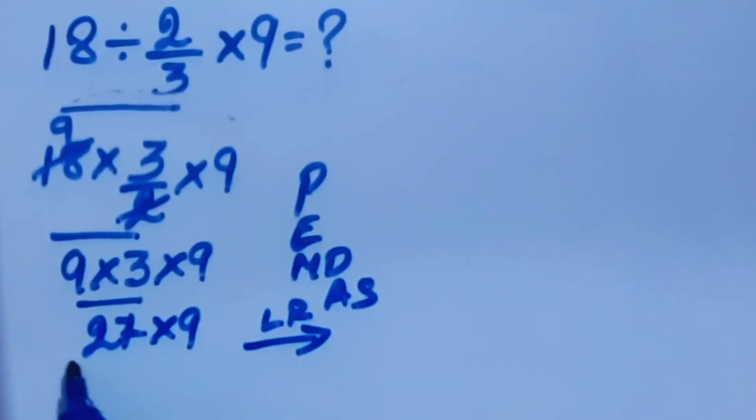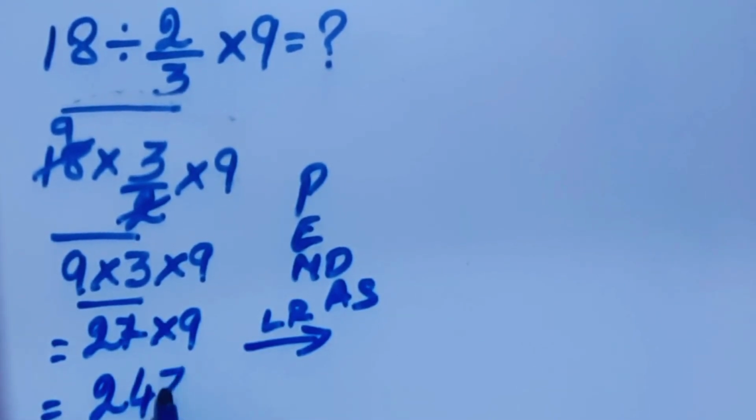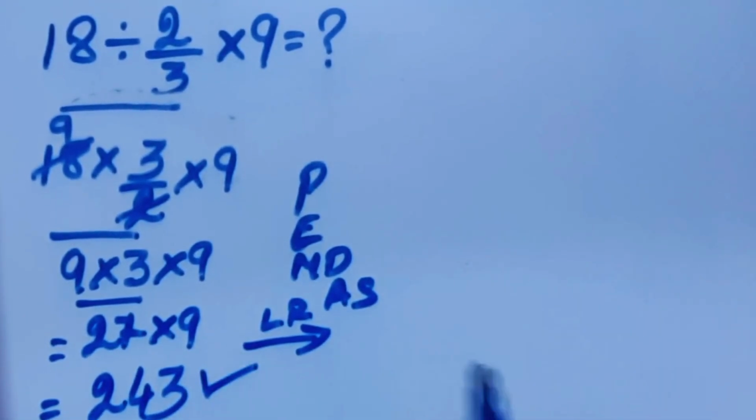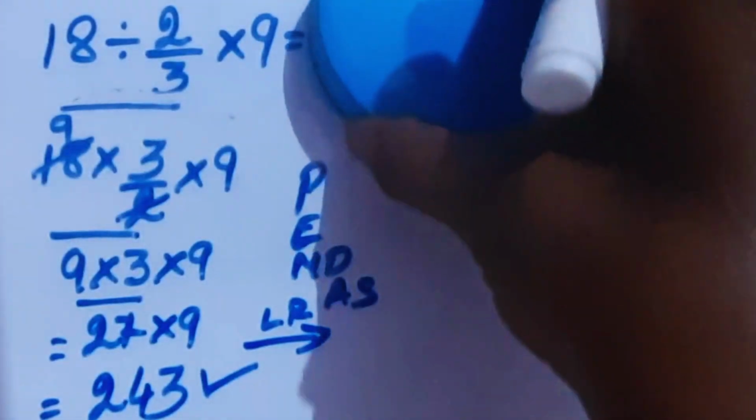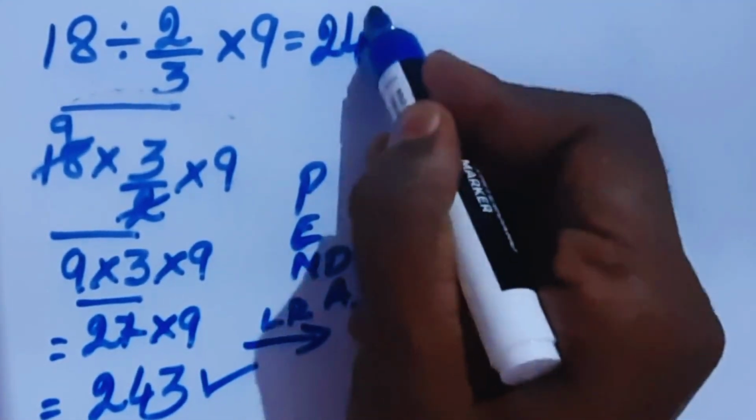So now 27 times 9 is 243. This is the correct answer. 243.